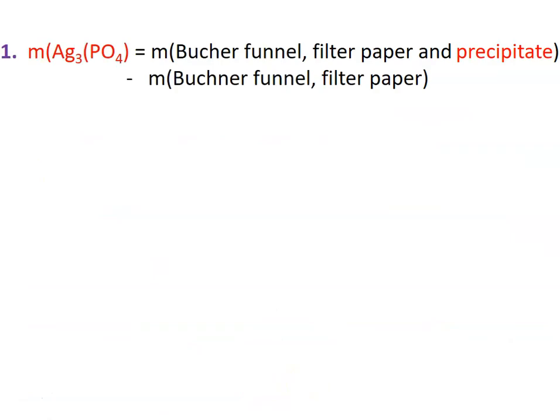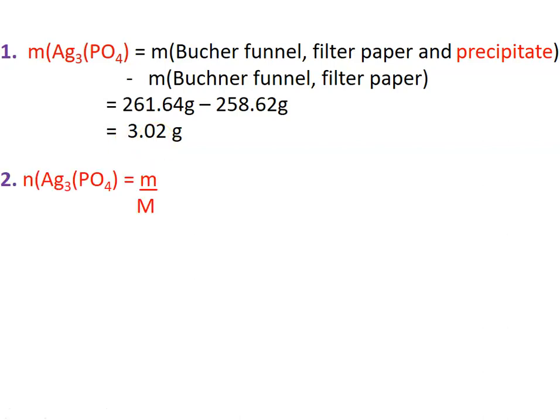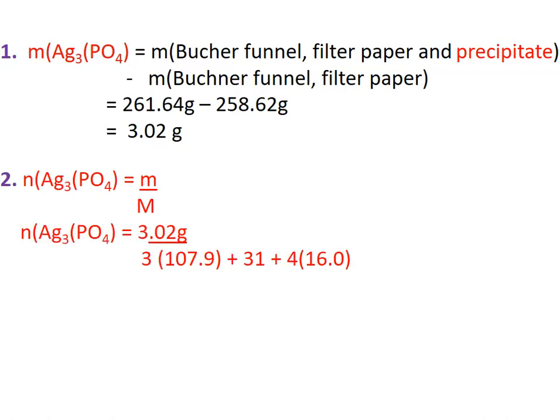Okay, so like I said, the first step is to work out the mass of our silver phosphate precipitate. So this was the mass of all three. This is the mass when it was just the Buchner funnel and filter paper. So when you take it away, you've got 3.02 grams of your silver phosphate. Step 1, now we need to turn that into the number of moles of silver phosphate by working out the molar mass. Be careful when you're doing these.